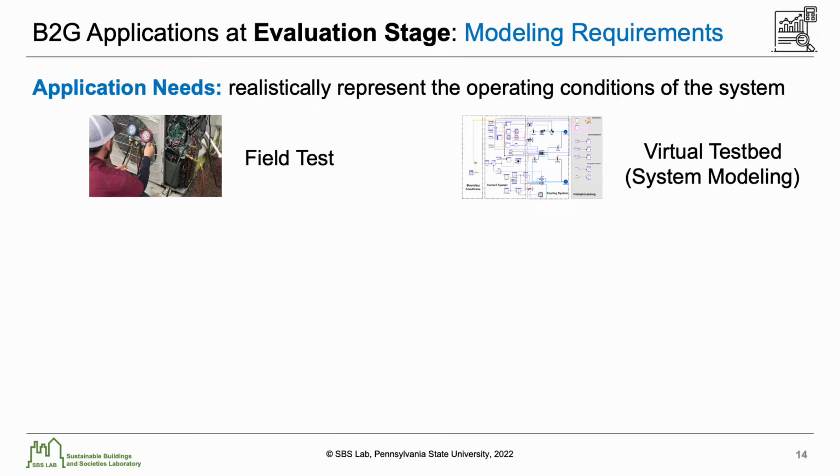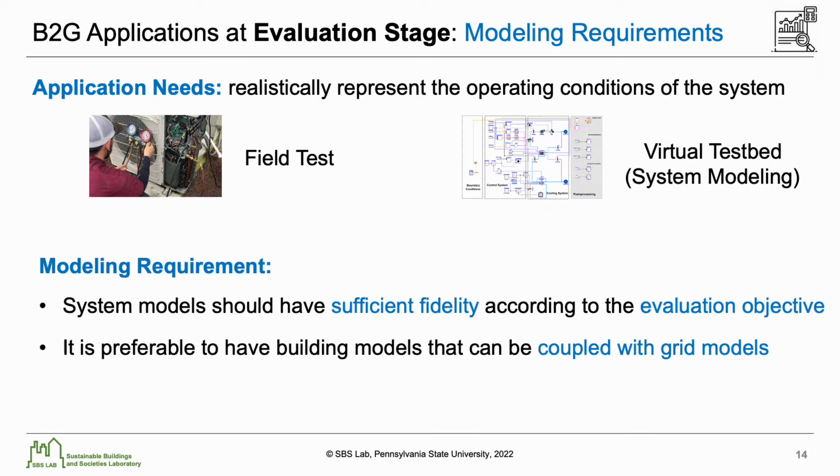After we design the B2G strategy, the next step is to evaluate this strategy. To evaluate the B2G strategy, we will need to realistically represent the operating conditions of the system. In practice, we can use a field test or a virtual testbed, which is based on system modeling. So now let's focus on system modeling.